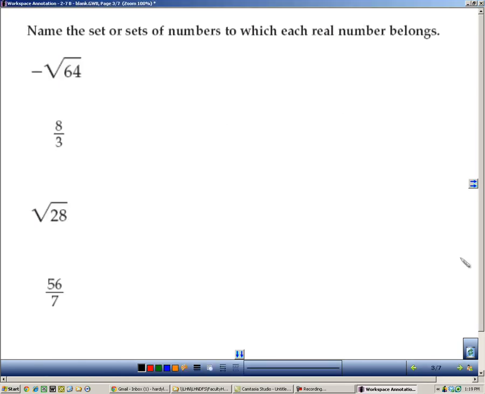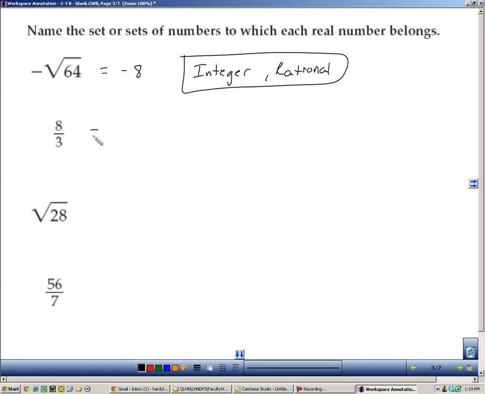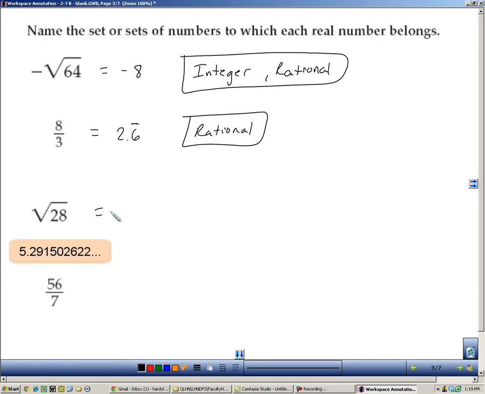Here's a couple more of these. Feel free to pause the video and try them for yourselves. Square root of 64 is 8, negative 8. Negative 8 is an integer and it's rational. 8 over 3 is 2.6 repeating if you put it into your calculator. It's not whole, it's not natural, it's not even an integer, but it is rational because it repeats. Square root of 28, put that into calculator and you'll get a number that does not repeat, does not terminate, so it's irrational.